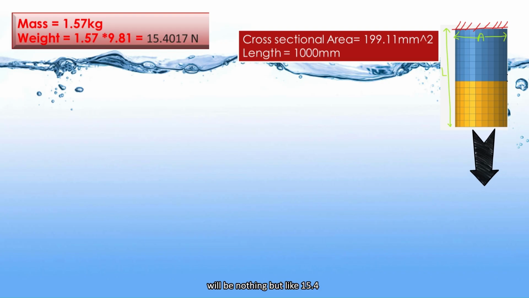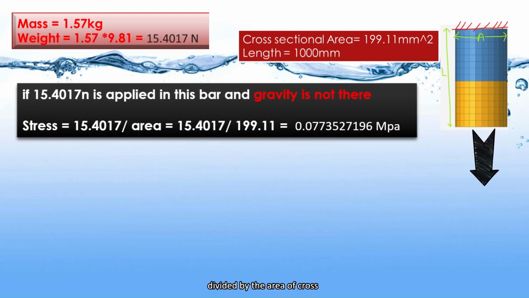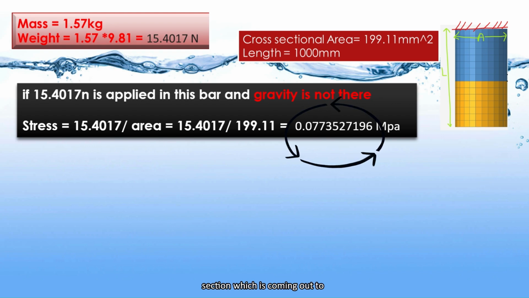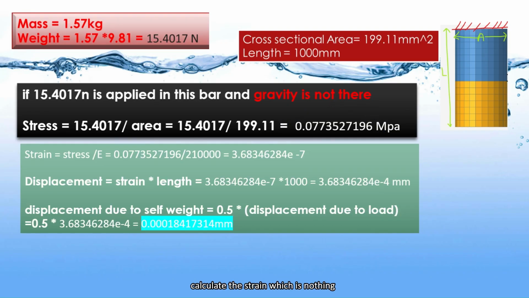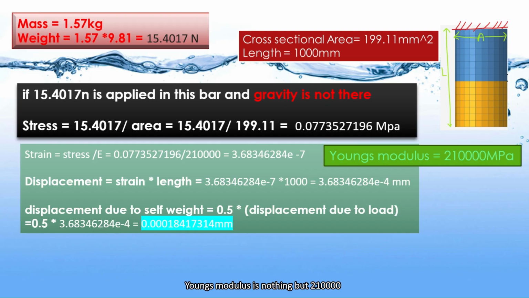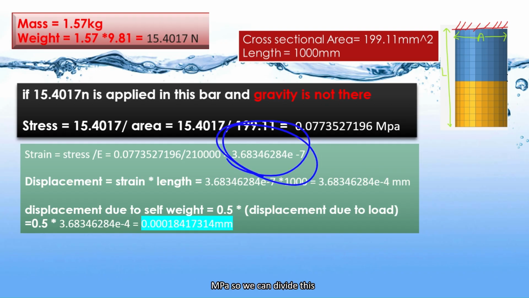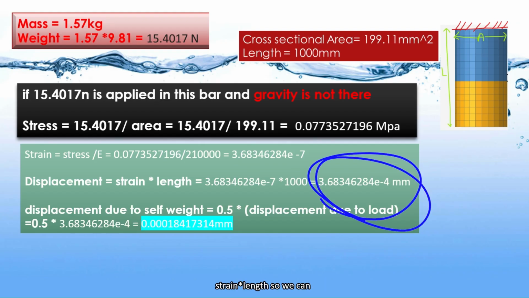So stress will be nothing but 15.4 divided by the area of cross section, which comes out to be 0.077 MPa. And if we calculate the strain, which is stress divided by Young's modulus, 210000 MPa, we can divide this, and from that we can calculate the displacement, which is strain times length. So we get something like 3.68e-4.